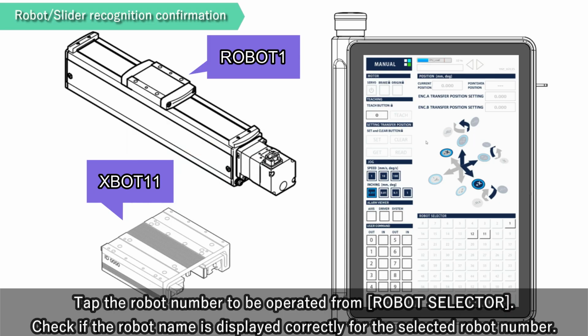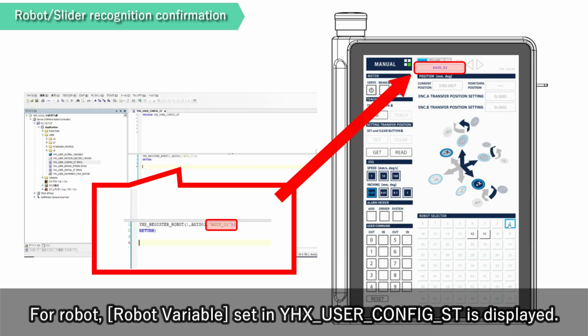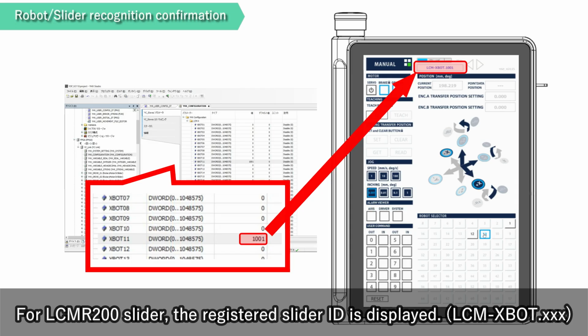Tap the robot number to be operated from Robot Selector. Check if the robot name is displayed correctly for the selected robot number. For robot, the robot variable set in the YHX user config is displayed. For LCMR200 slider, the registered slider ID is displayed.